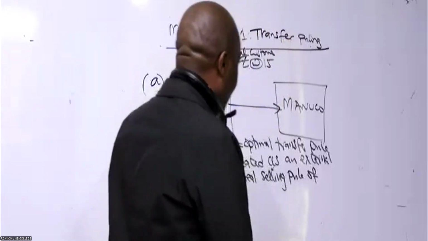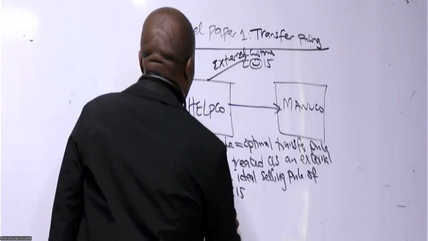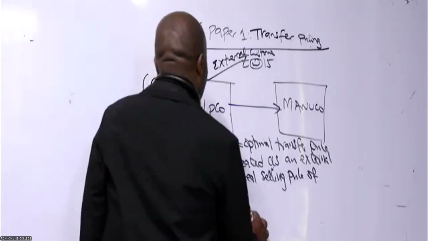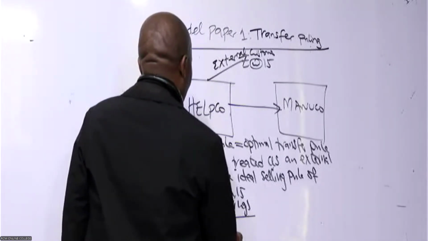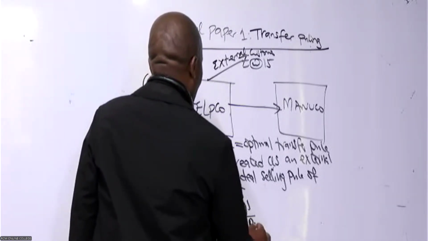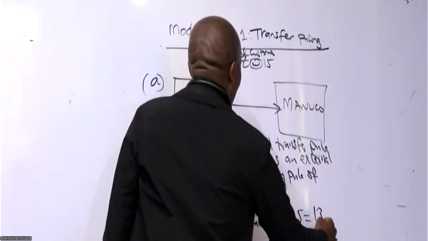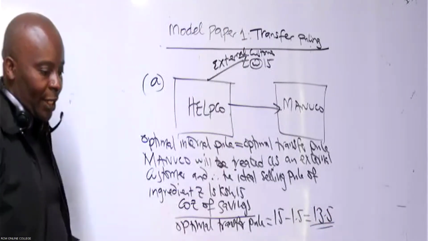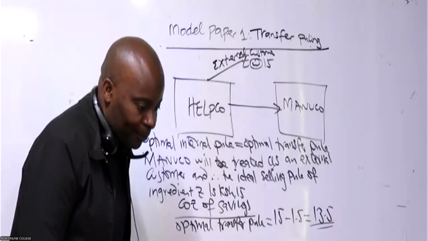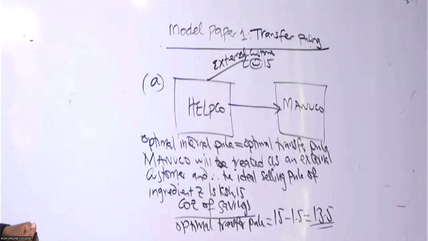Now, because of the savings on packaging price, the optimal transfer price will be 15 minus 1.5, which gives us 13 point what, somebody? Which gives us 13.5.